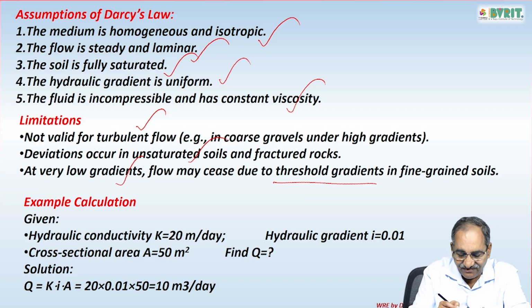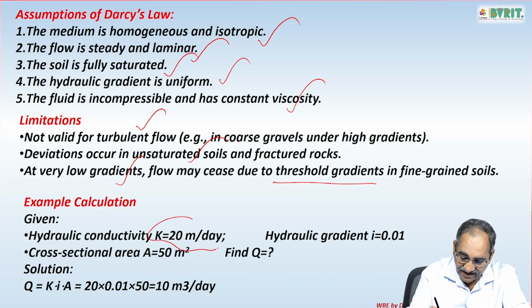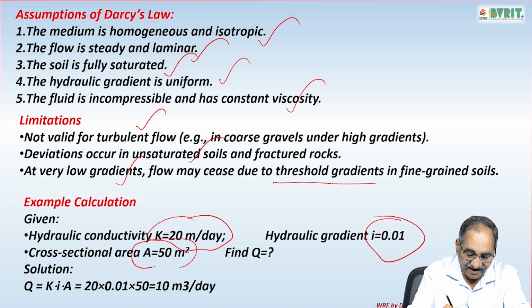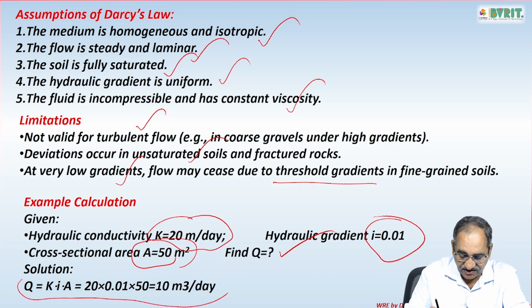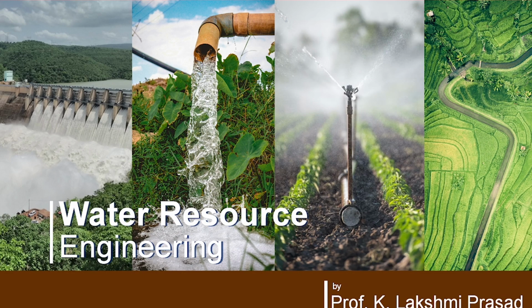Here we have given one small calculation example. If K is this, hydraulic gradient is this, and area is this, how to find Q? It is just Q is equal to KIA, straight. So this is as far as Darcy's law is concerned. We have completed Darcy's law, its assumptions and its limitations. So this completes it for me.